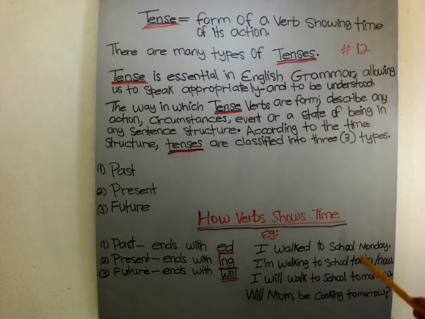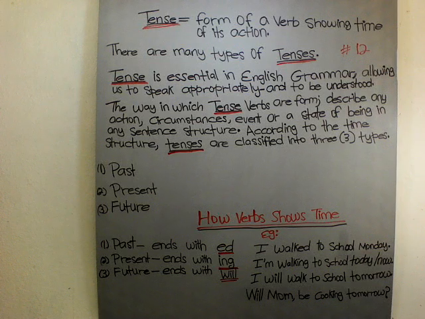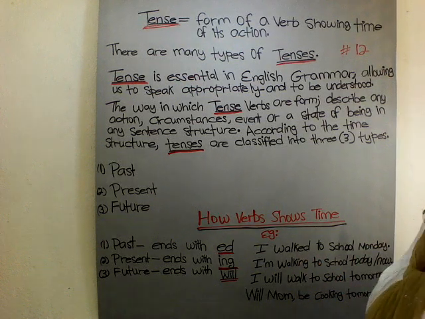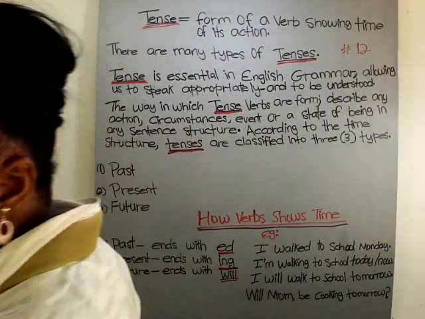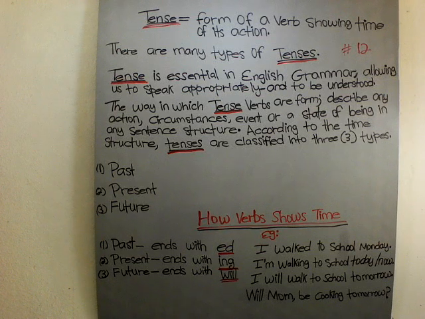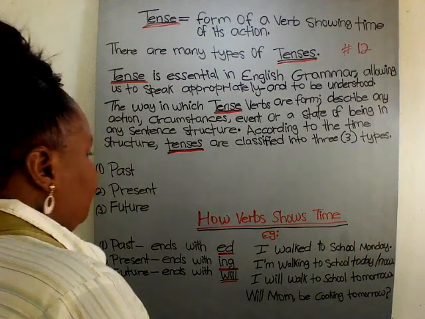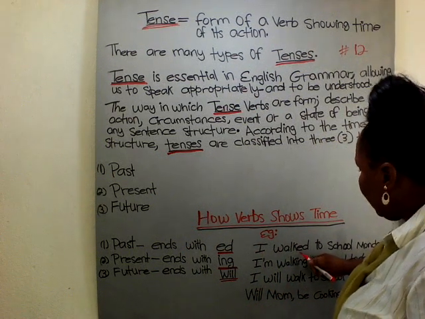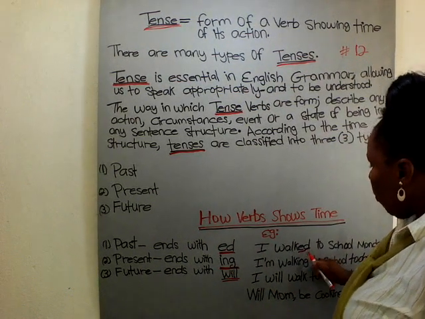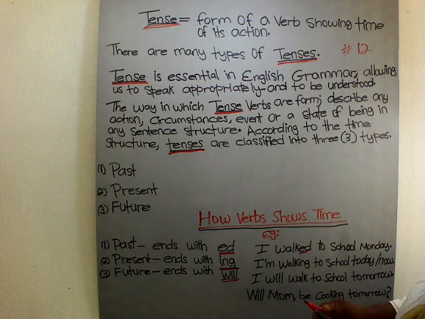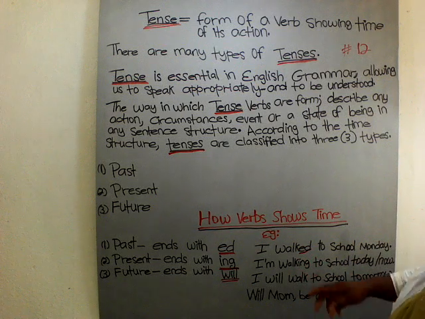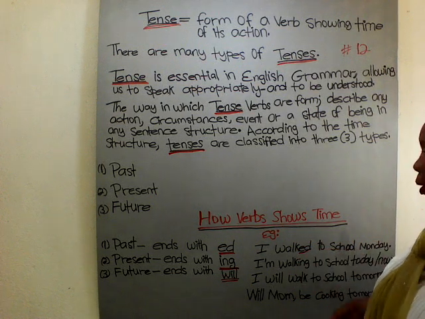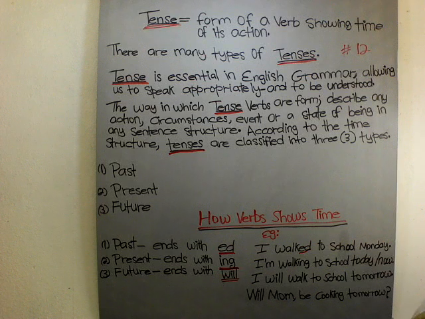I walked to school Monday. So Monday has already gone, right? So I have what? Ed. I don't have walk. I have ed. So ed is at the end of this verb, walked. So I walked to school Monday.